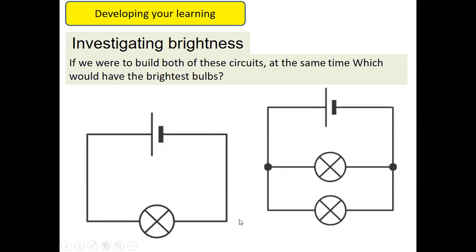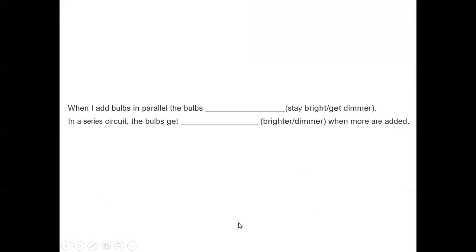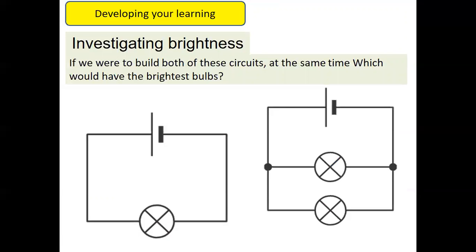Now, if we were to build both these circuits at the same time, which do you think would have the brightest bulbs? Now, this is an example of a series circuit. This is an example of a parallel circuit because there are two options or two branches that the electricity can take. Now, which do you think would be brighter? Yep, you are correct. They would all be the same because there is the same amount of power going to each bulb.